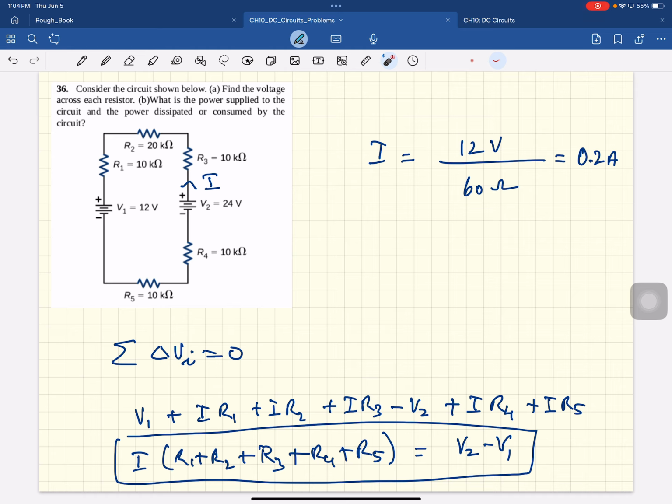Why? It really feels like you should go plus when you're flowing with the current, and plus when you're going negative to positive. Well, no, think of it this way. Current flows from a higher potential to lower potential. Remember, electric fields point from higher to lower potential. Current is flowing in the direction of the field.